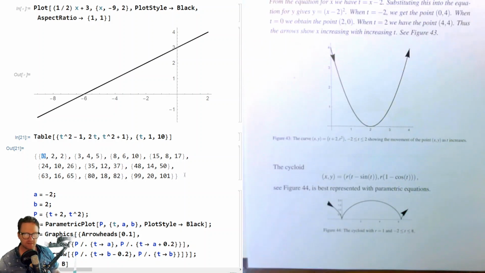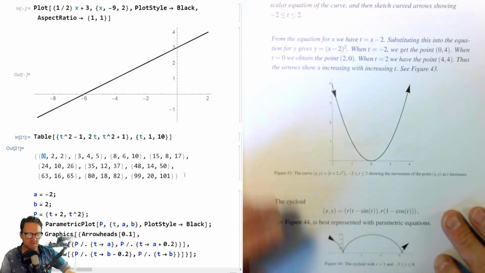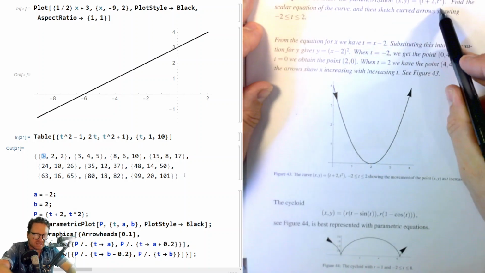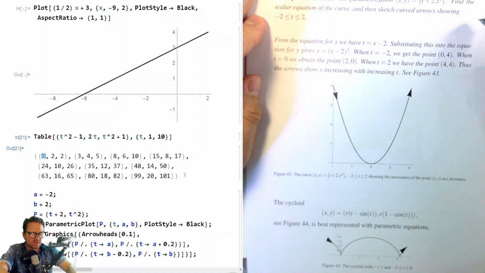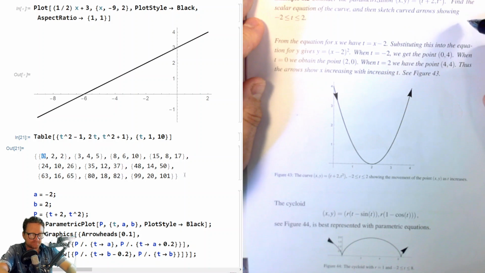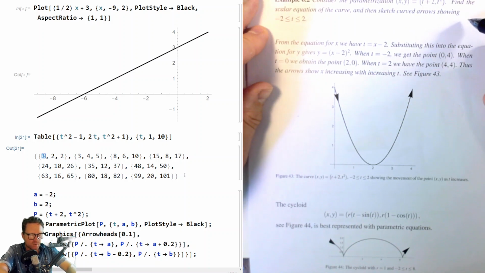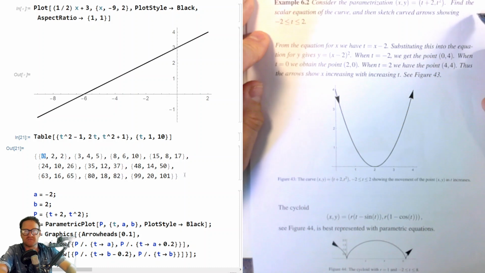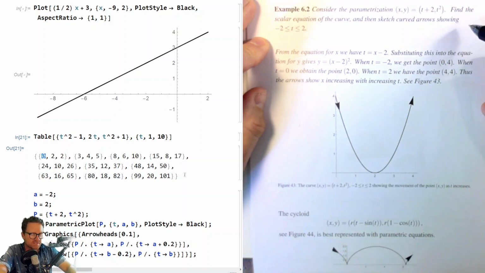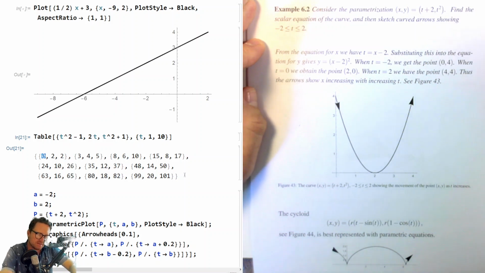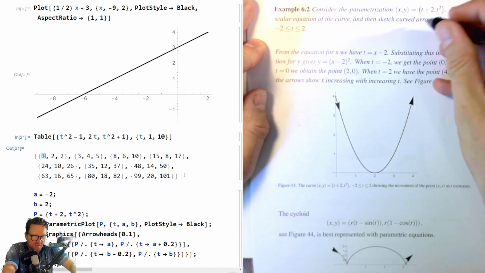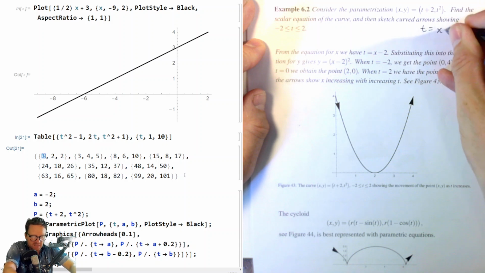Okay, now consider the parametrization x comma y is t plus 2, t squared. Find the scalar equation of the curve and then sketch curved arrows showing the curved segment from t equals minus 2 to t equals 2. Well, it's already here, right? But let's go through some of the details here. So what we have here is t equals x minus 2.